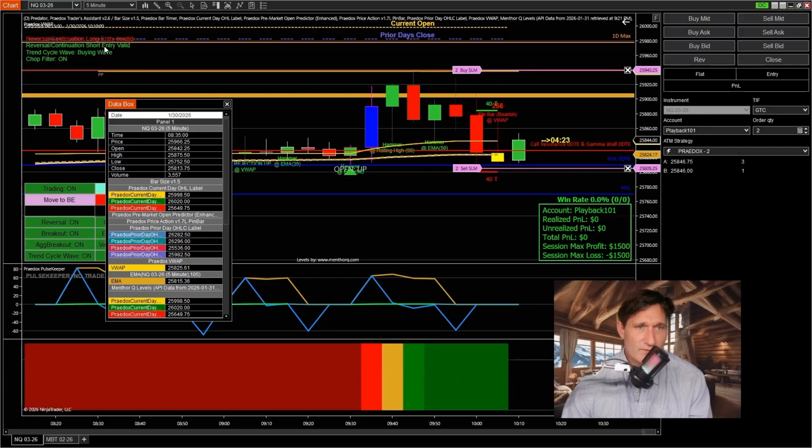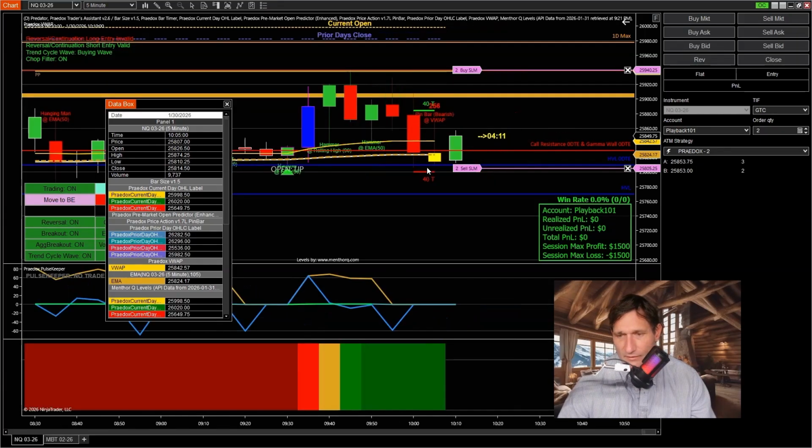The short entry is valid based on what the trend cycle is saying. So I've got quite a few tools here, and I just don't want to make it more complicated than it needs to be for those that are starting out. You can essentially just look for that first 15-minute range and look to enter long or short.